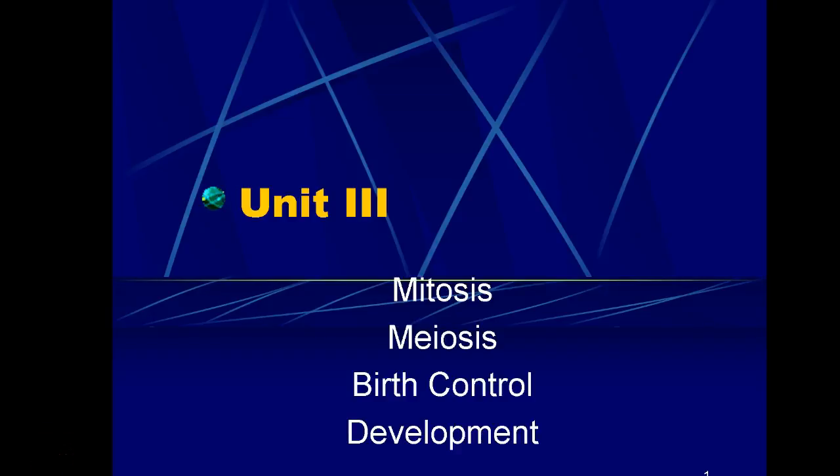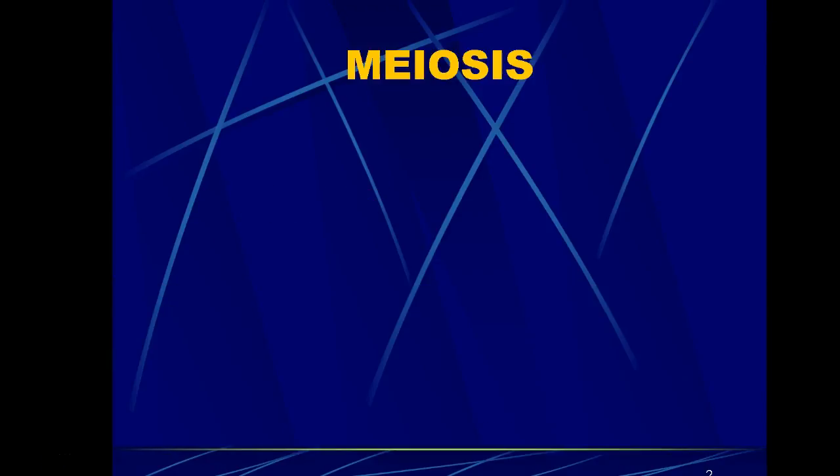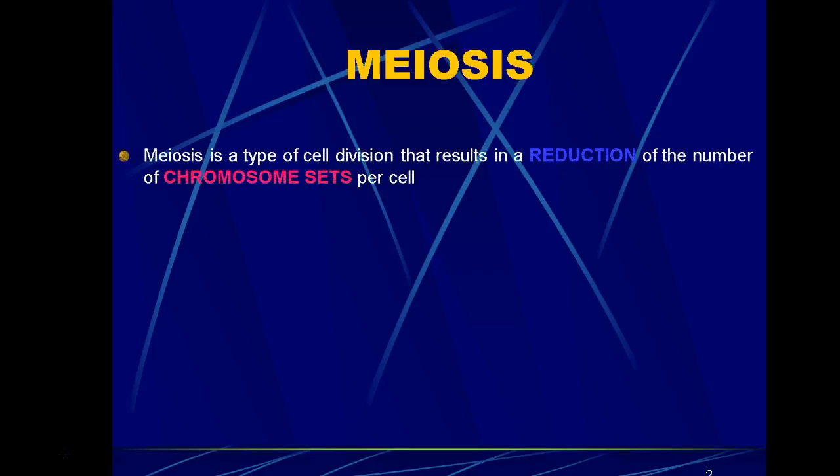Okay, so now we want to talk about meiosis. Let's begin. Meiosis is a type of cell division that is going to be responsible for reducing the number of chromosome sets per cell. So if we are reducing the number of chromosome sets per cell, we know that this is already different from mitosis, because mitosis was making an identical copy. So meiosis, we're reducing the number of chromosome sets per cell.